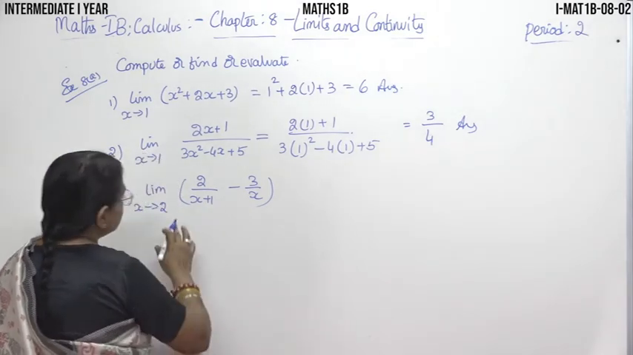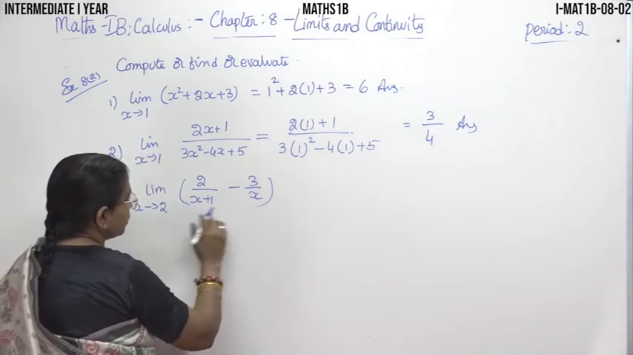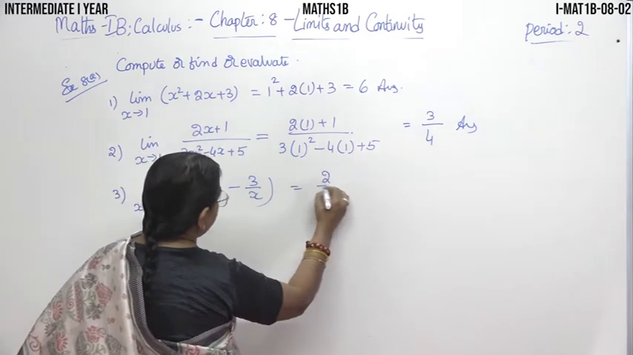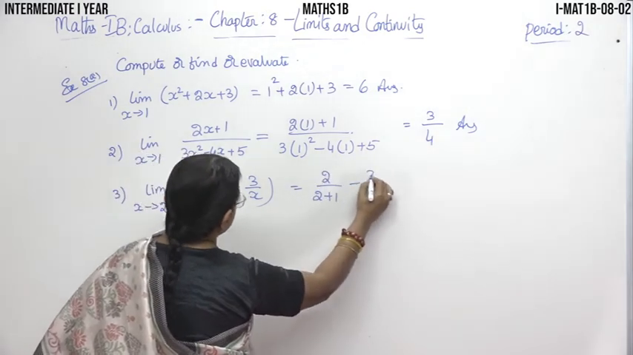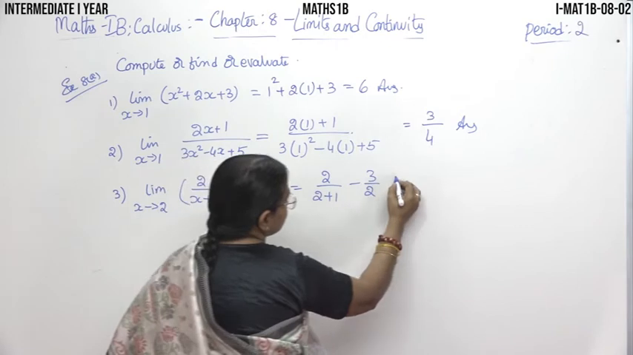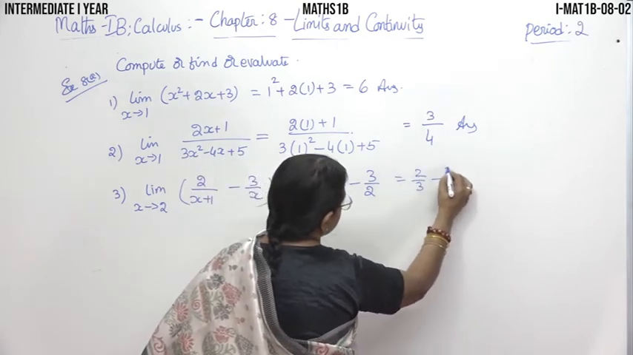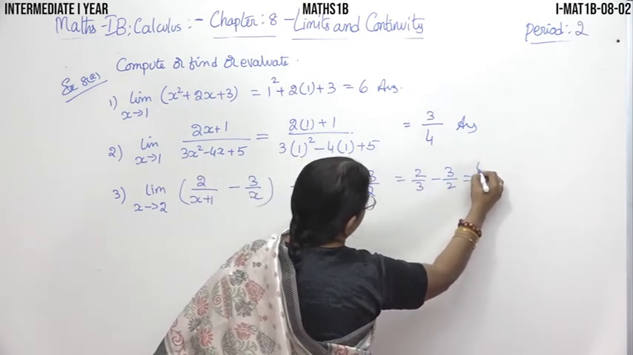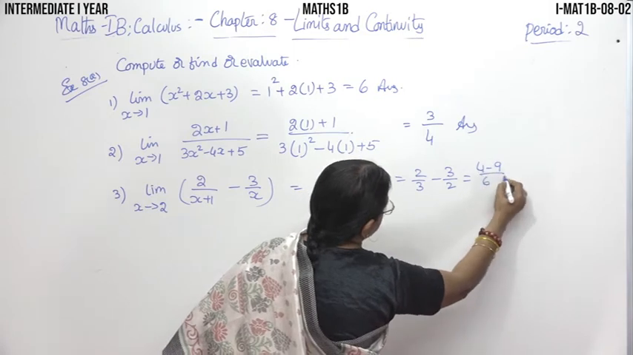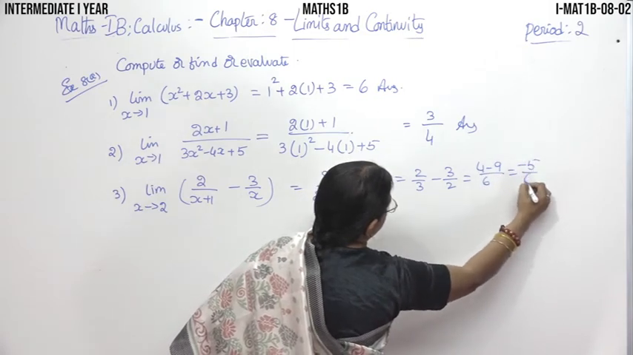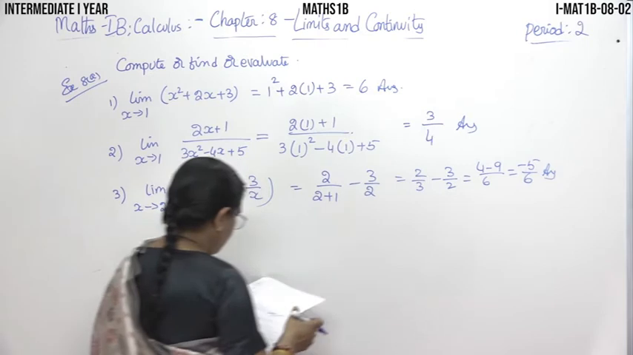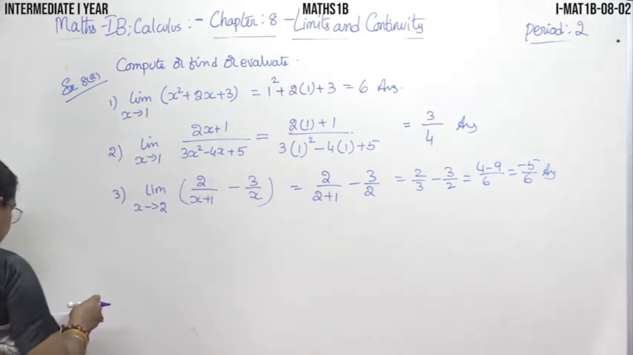Okay. Now, then you just substitute 2 here. So it is 2 by 2 plus 1 minus 3 by 2. So that is 2 by 3 minus 3 by 2. Simplify. 4 minus 9 by 6. That is minus 5 by 6. That is the answer. That's all. So these are very simple problems.